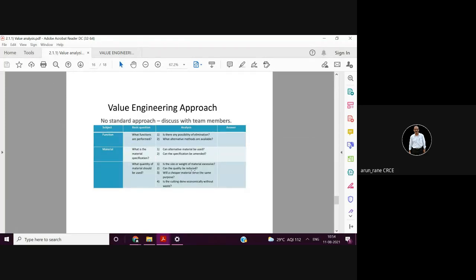So is the size or weight of the material excessive? Can the quantity be reduced? There is a very good tool called the why-why analysis in productivity improvement. There is no end to why-why analysis. So it says that you have to keep on asking why. And in 5 whys, 5 बार आपको maximum why पूछने का है. At any problem or any task, you'll get the solution in 5 whys.